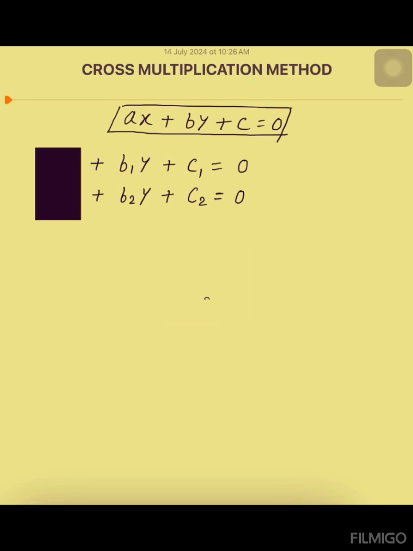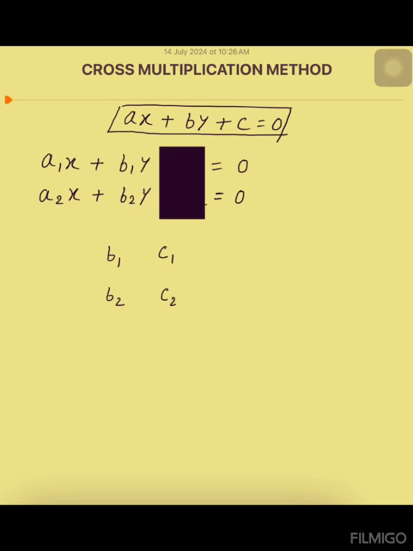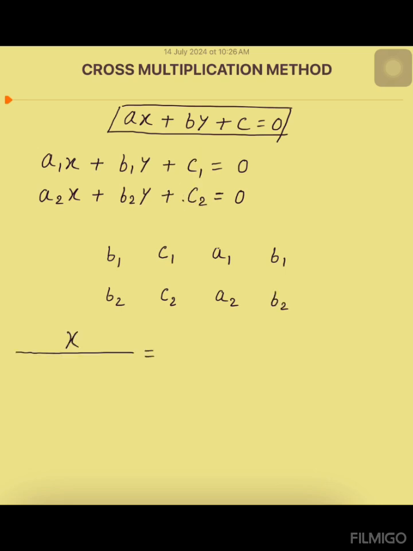Now the first thing that you're going to do is hide the x variables. So what is the coefficient of y? b1, b2, write one below the other. Then hide the y terms: c1, c2. Hide the constant terms: a1, a2. And the first part you're going to write again: b1, b2. See the sequence, okay? Follow this sequence only. There won't be any mistake, and you're not going to write any variable while writing these coefficients. x by: cross multiply b1 with c2 and then b2 with c1.